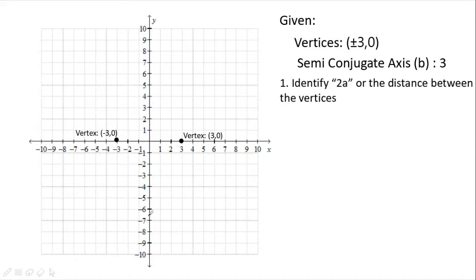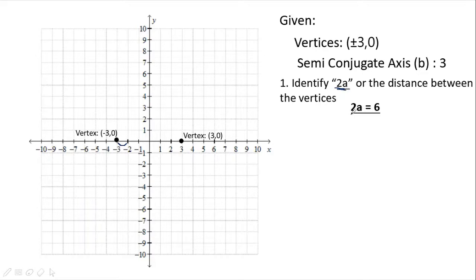So first, we will find the 2a, or the distance between the vertices. In finding the distance between the vertices, we can count the units from vertex 1. So 1, 2, 3, 4, 5, 6 to vertex 2. So we have 6 units. Again, the distance between the vertices is 2a.